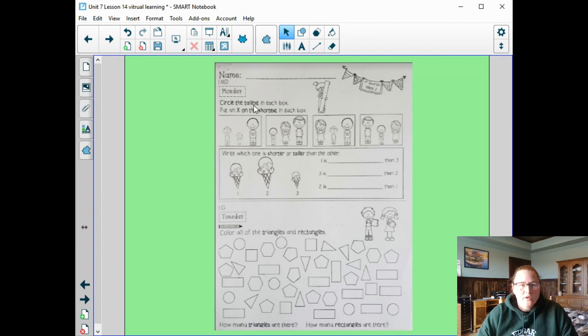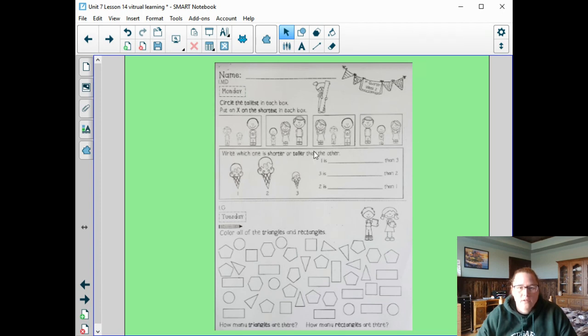It says circle the tallest in each box. So looking here, you have 1 box, 2 box, 3 box, 4 boxes on top. Just like your last worksheet, this time we have people. Circle the tallest person, put an X on the shortest person in each box.